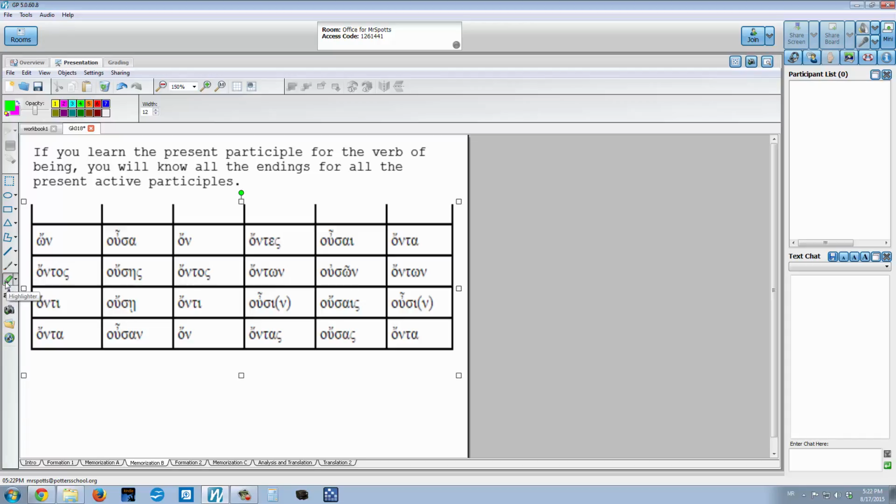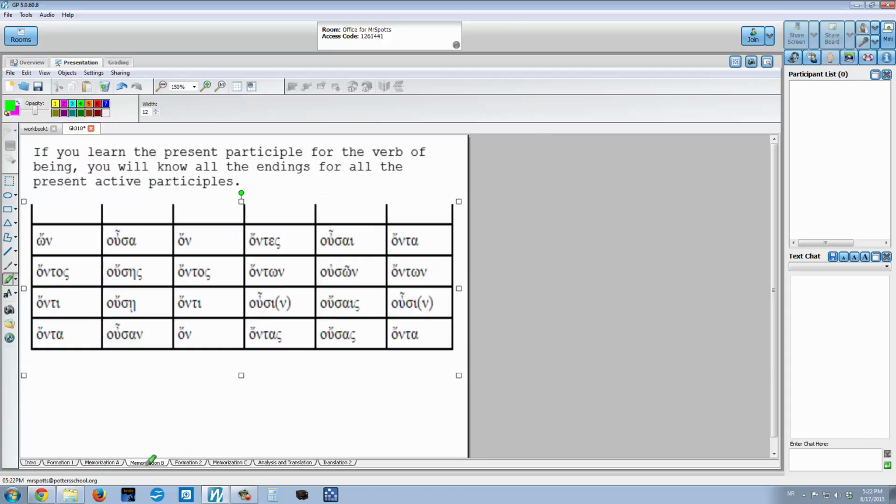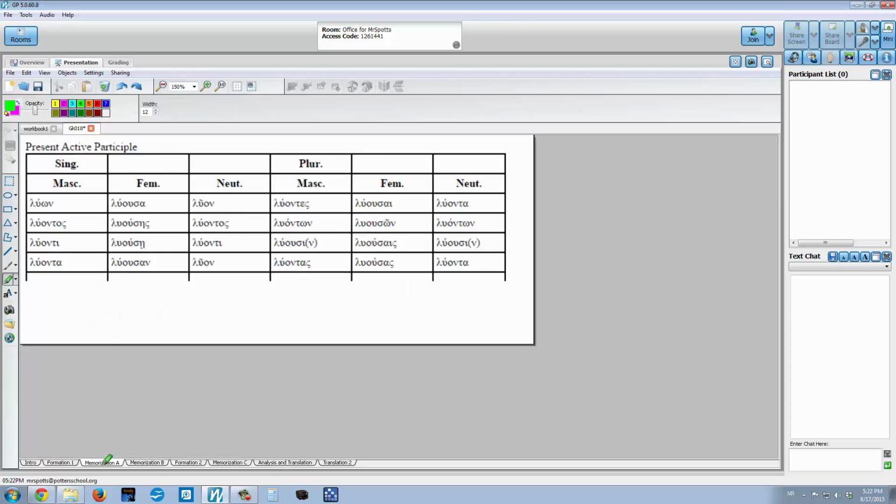If you have the present stem, such as lu, and you add the present participle for the being verb as if it's an ending, you're going to have a present active participle. So it might be a good idea first to memorize the present participle for the verb of being, and then you'll see that you know the present active participle itself.